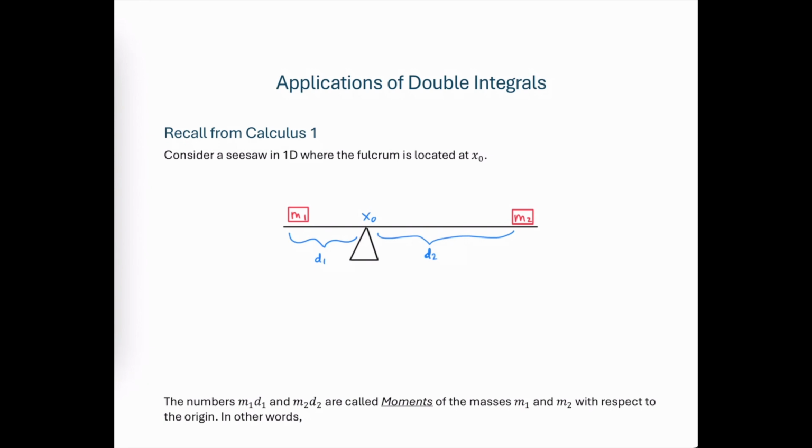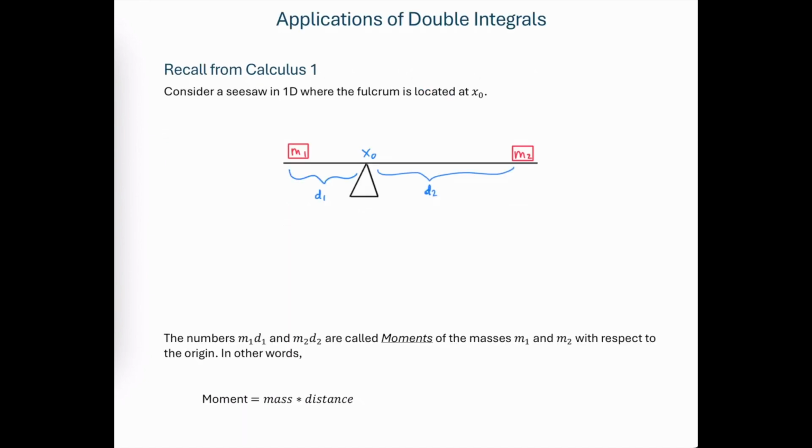We're now going to look at how double integrals can be used to calculate moments and centers of mass. Let's recall from Calc 1 that a moment is the product of the mass multiplied by the distance that mass is away from the fulcrum point. So essentially, mass times distance.